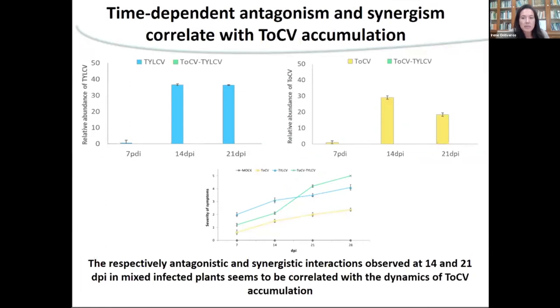We also estimated the relative abundance of both viruses, and we noticed that this dynamic response of symptoms seemed to be correlated with the dynamic of TOC accumulation, as the relative abundance of this virus significantly increased in mixed infected plants at 21 days post-inoculation, just at the same point as we noticed the higher severity of the symptoms, which suggests the synergistic interaction between both viruses.